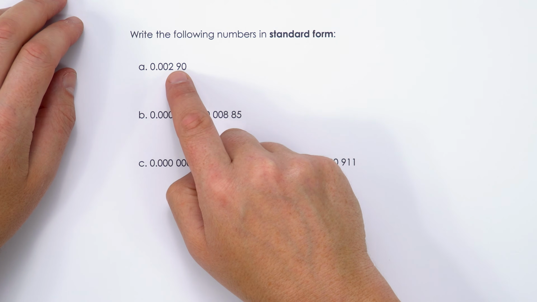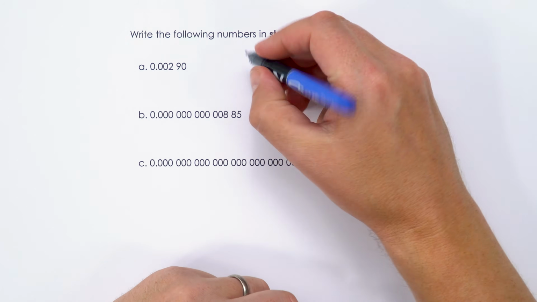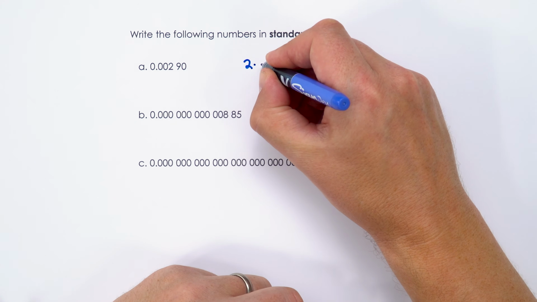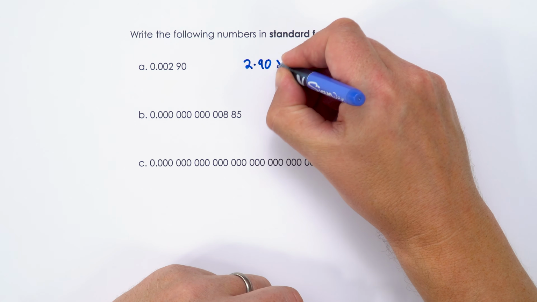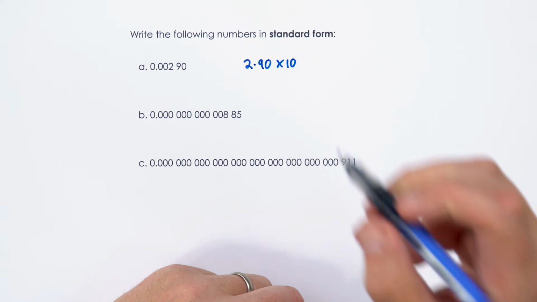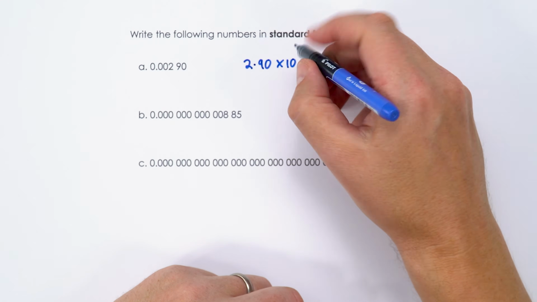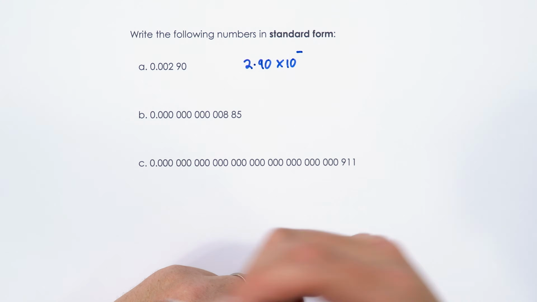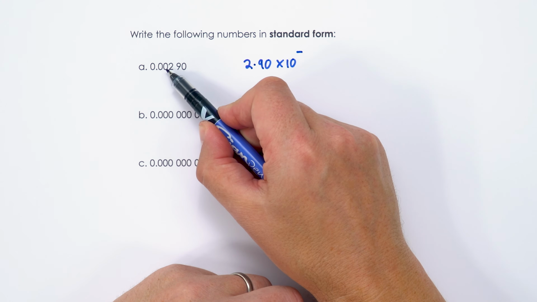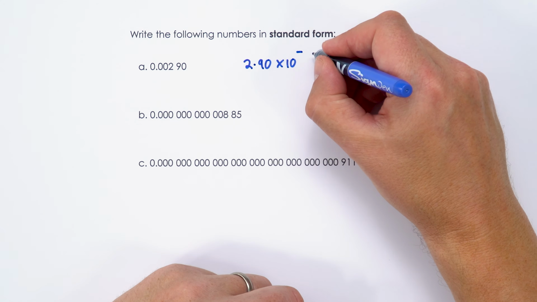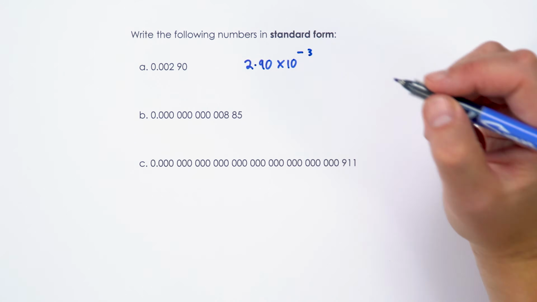I have here some really tiny numbers that we're now going to write in standard form. So the first one that we need to write in standard form is 0.00290. So I'm going to write this as 2.90 times 10. And because we're going to be moving the decimal place to the right this time, it must have a negative symbol because it's a smaller number. And that's going to go 1, 2, 3 places. So this is 2.90 times 10 to the minus 3.